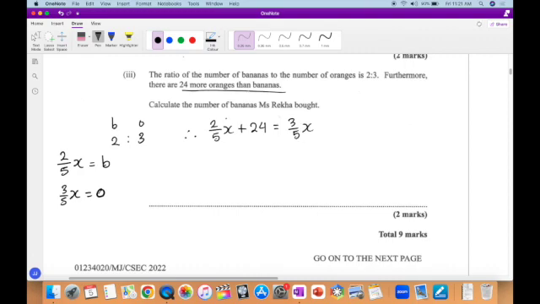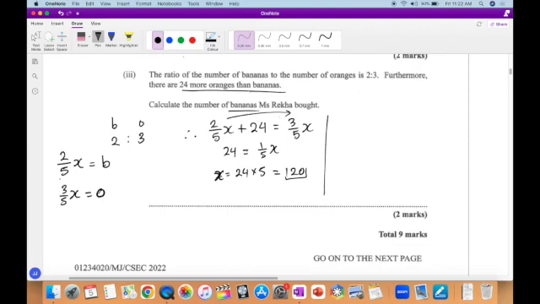So we could throw this across, and we will see that 24 is equal to 1/5 x, because it would become minus 2/5. And so x will be 24 multiplied by 5. 24 by 5 is 120. So x is 120, this is the total of bananas and oranges, so it's 120 fruits in all. Now that we know it's 120 fruits in all, we'll calculate the number of bananas.